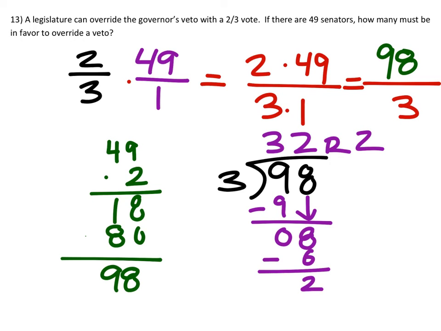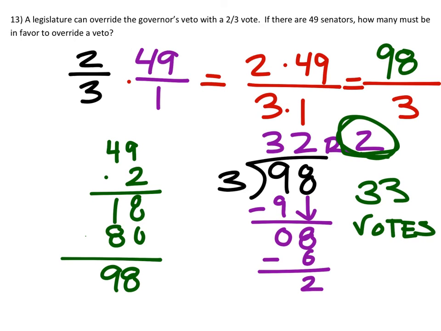If I have only 32 senators vote for the veto, will that override it? 2/3. Yes. Well, we got to look at that. So the 2 right here indicates that we have some left over, right? Which means to override it, right, we needed at least 2/3. This does not give us the full 2/3. So we need to increase this by 1. What we actually need is 33 votes out of the 49.